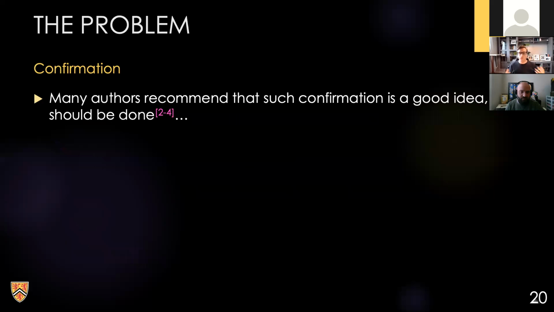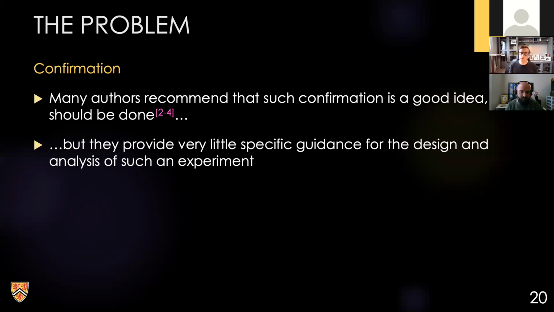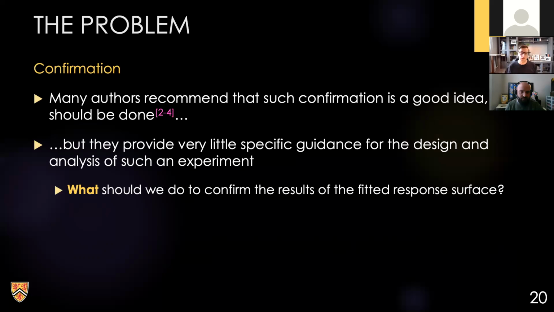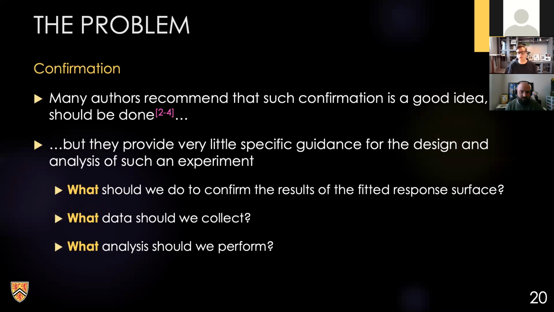And a lot of people talk about this as being a good idea. If you look in the major design textbooks like Wu and Hamada or Montgomery, they all mention that this is something we should be doing, but unfortunately they provide very little specific guidance in terms of both the design and the analysis. They say that it's a good idea to confirm your optimum, but don't say much more than that. And so it begs the question, what should we do to confirm the results of the fitted response surface? In particular, what data should we collect and how should we analyze that data?